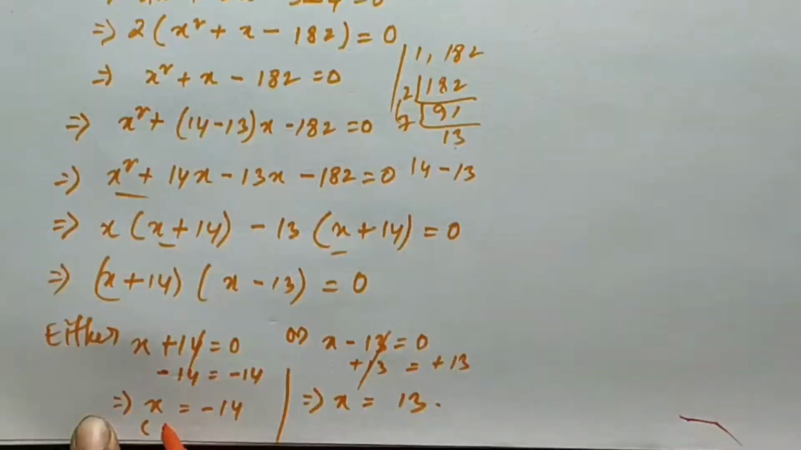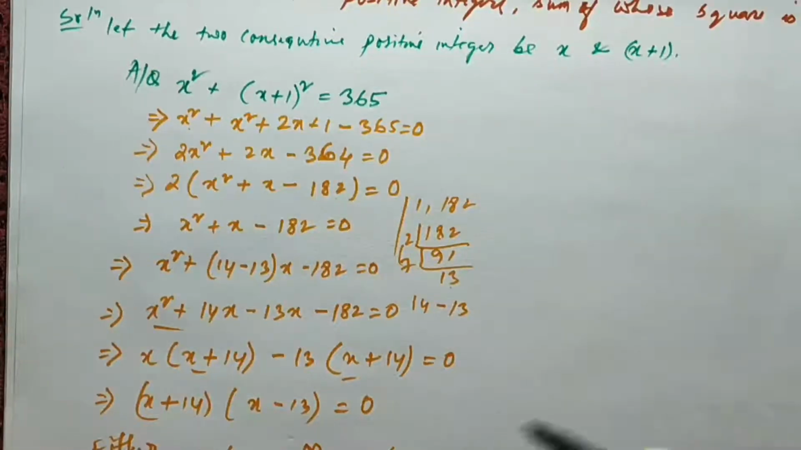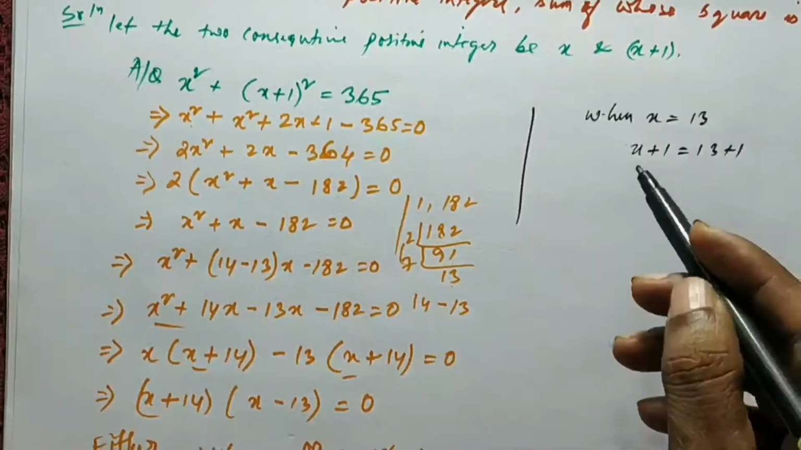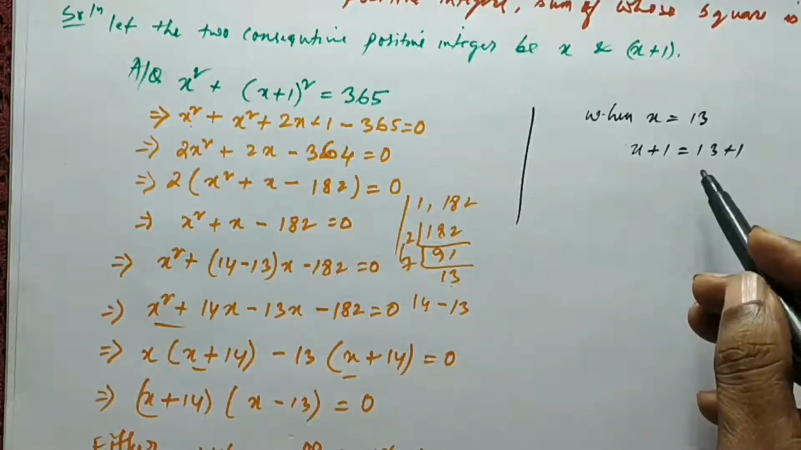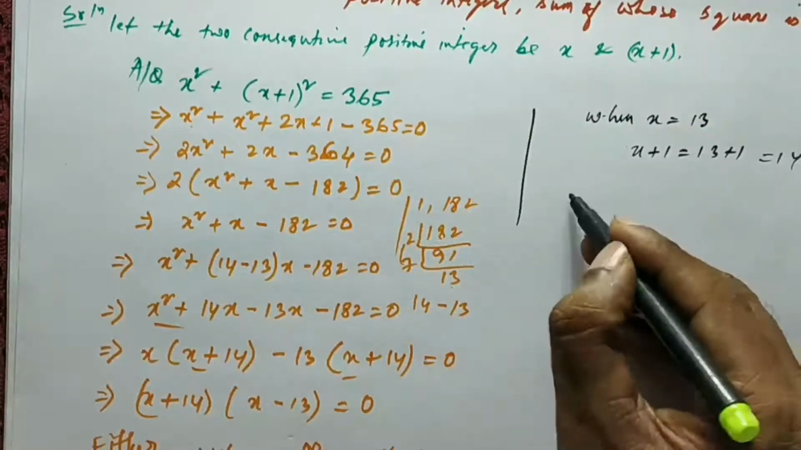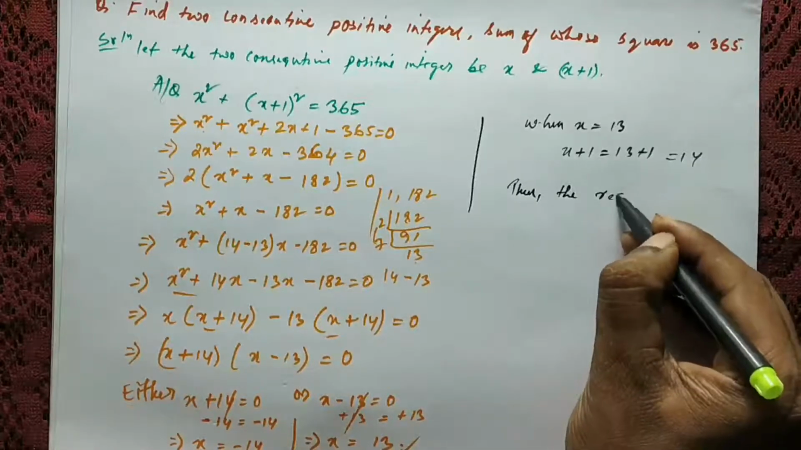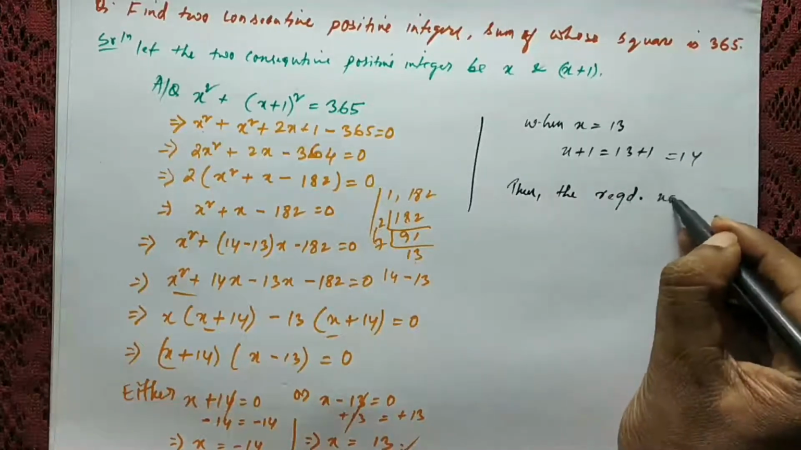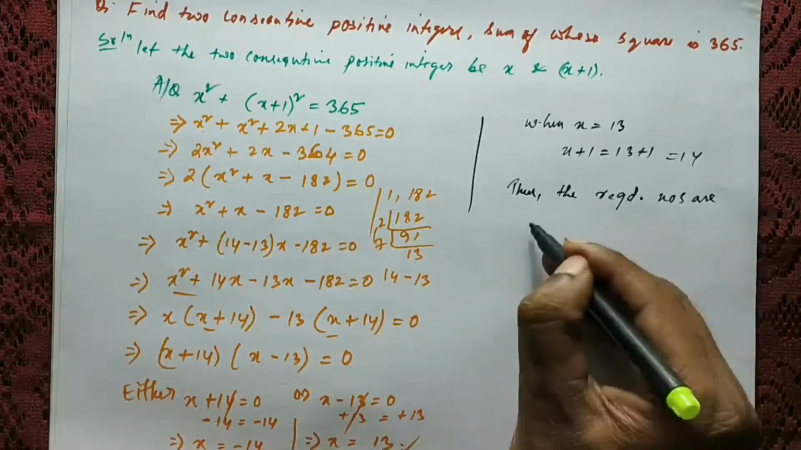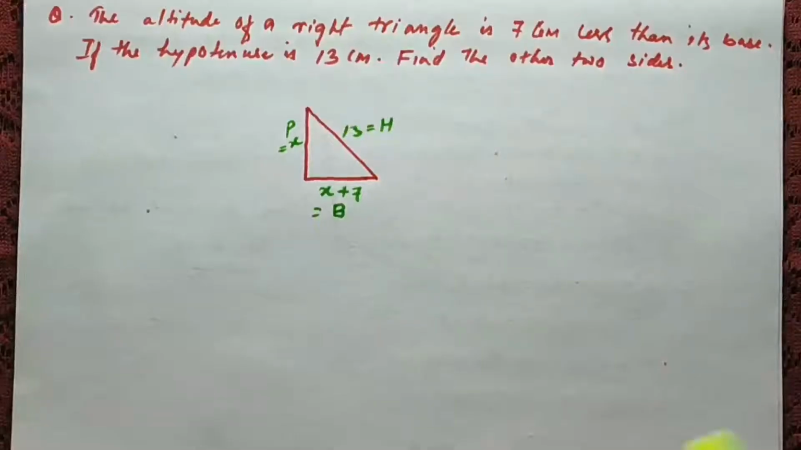So this will be neglected because the question is asking positive integer. So we take x equal to 13, x plus 1 is equal to 13 plus 1, which is 14. Thus, the required numbers are 13 and 14. This is our answer.